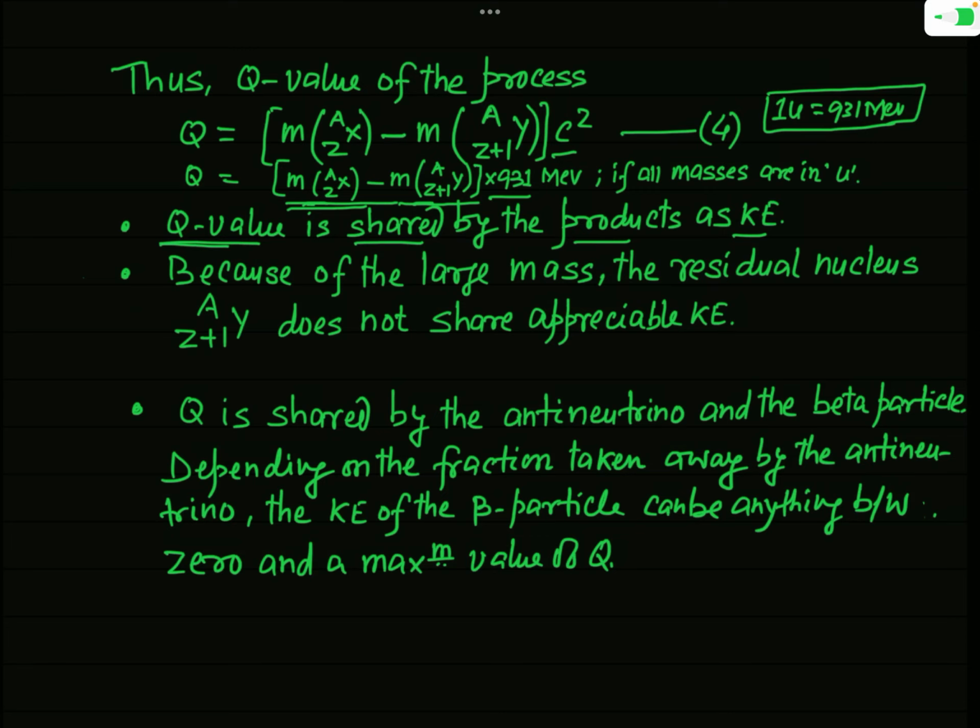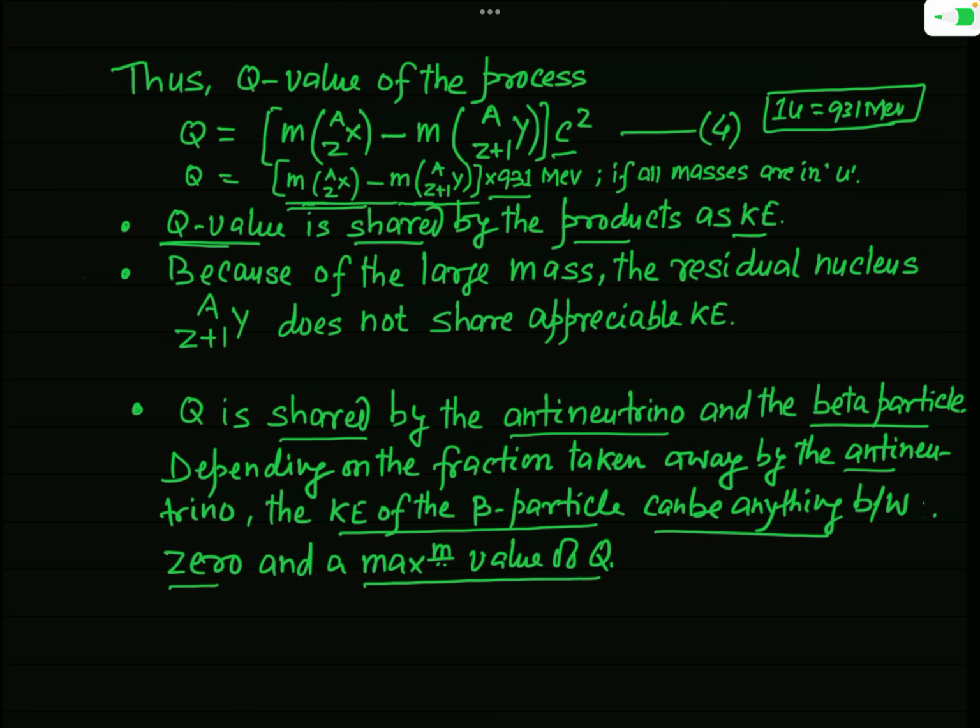So I have mentioned it here. You can see Q is shared by the anti-neutrino and the beta particle. Now, what amount of energy will be shared by the electron and by the beta particle? That is not fixed, but you will see that depending on the fraction taken away by the anti-neutrino, the kinetic energy of the beta particle can be anything between 0 and a maximum value of Q.